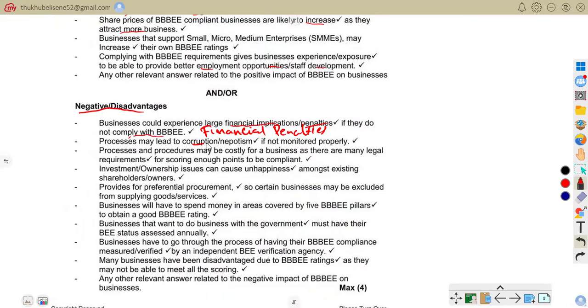The process may lead to corruption or nepotism if not monitored properly. So we are talking about a risk of corruption. It means that you're talking of manipulation of processes. For example, you can talk of fake ownership deals. So those are the things that we talk about.